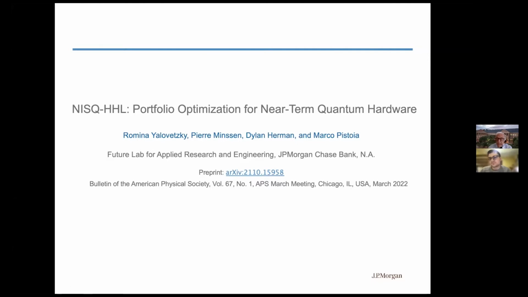Dylan is a quantum computing researcher at the JP Morgan FLAIR lab, which is the Future Lab for Applied Research and Engineering. I must admit, it's a very nice acronym. He has a bachelor's degree in electrical and computer engineering and computer science from Rutgers, and has been with JP Morgan since 2018. He's going to talk about HHL, which is referring to a paper from 2009, if I'm not mistaken, by Harrow, Hassidim, and Lloyd.